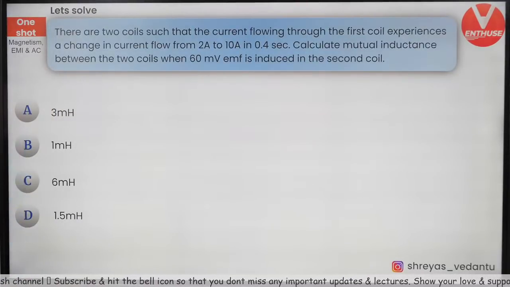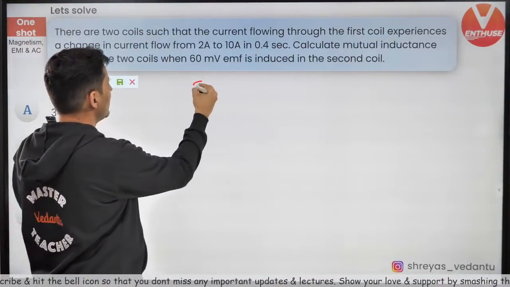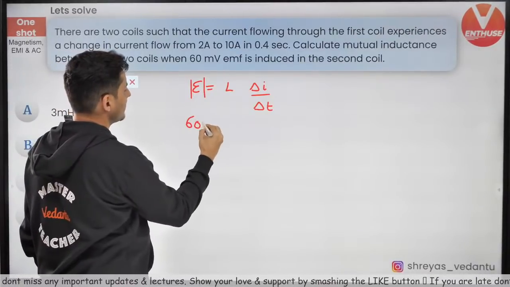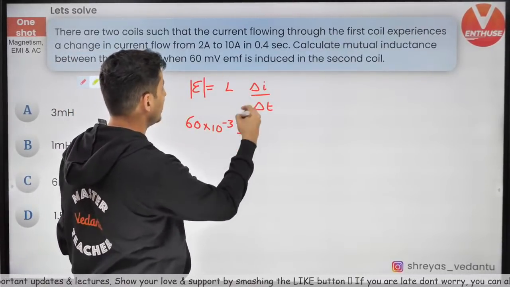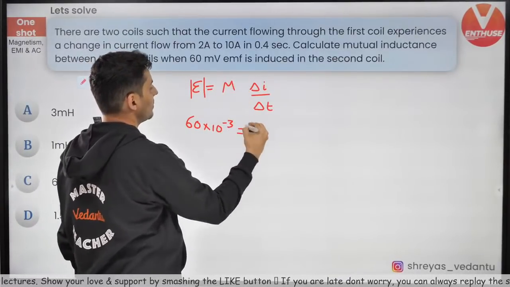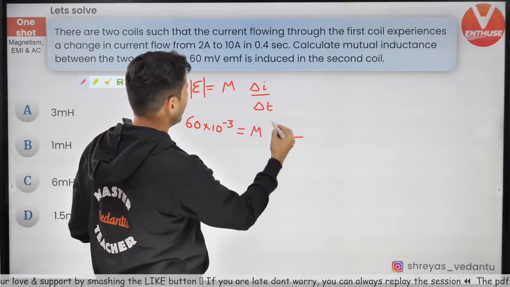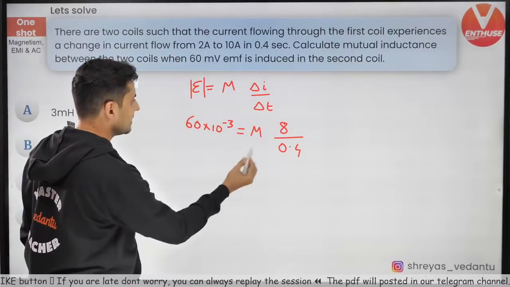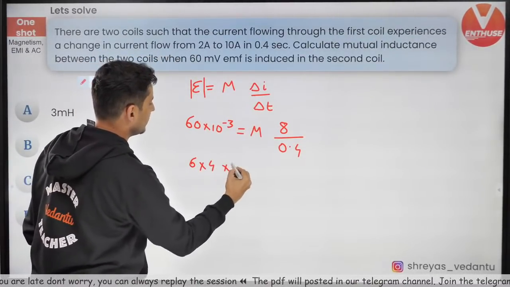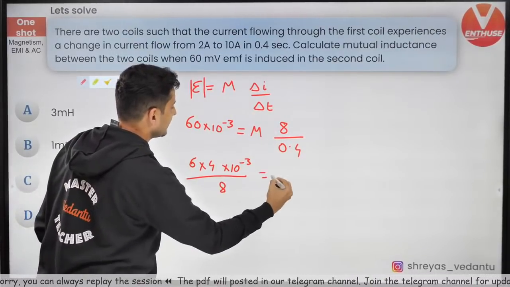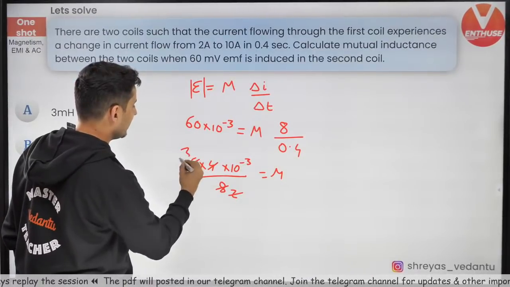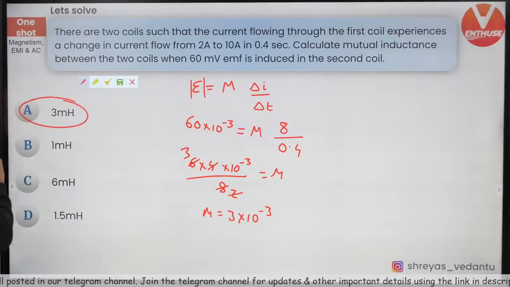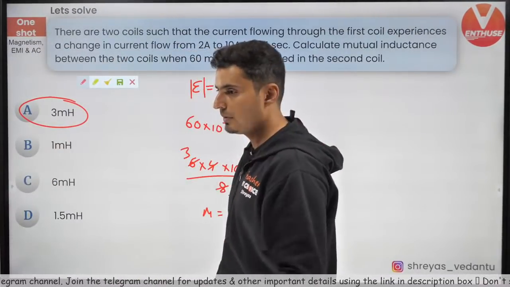Okay, come on my warriors, let's see how many of you can do this quickly. EMF is L del I by del T, magnitude wise. So 60 millivolts, 60 into 10 to the power minus 3, mutual inductance, oops, sorry, not L, M. So M, and what is del I? 2 to 10, that's 8, in 0.4 seconds. Bring this here, 60 into 0.4, 6 into 4 into 10 to the power minus 3. Bring that 8 below, that is M. So this will become 2, 2 and 3. So M is basically 3 into 10 to the power minus 3, which is 3 millihenry. Option A. Correct. Perfecto.